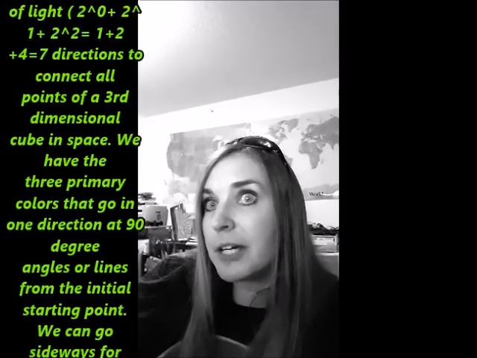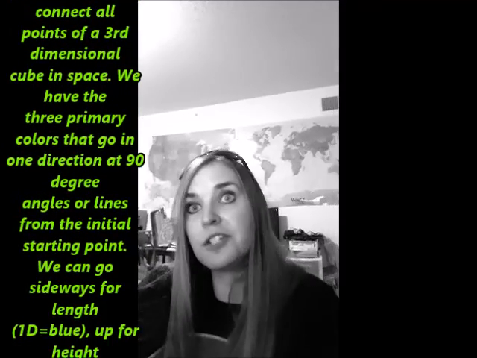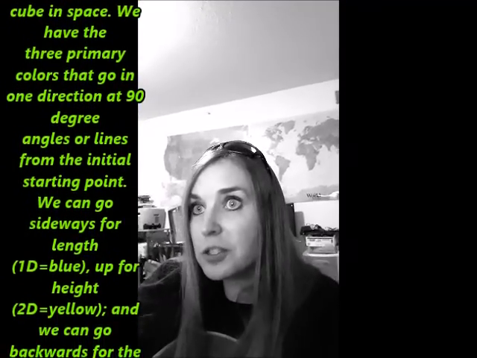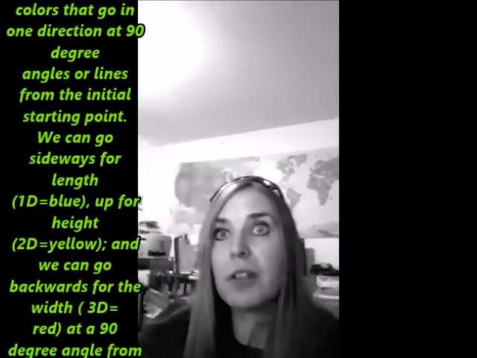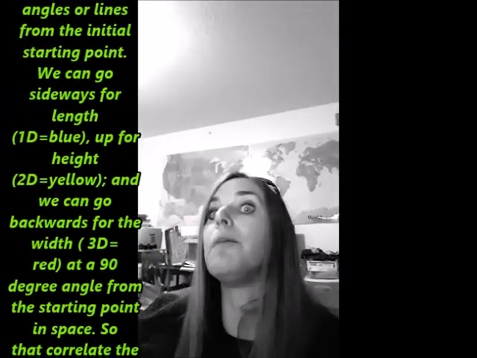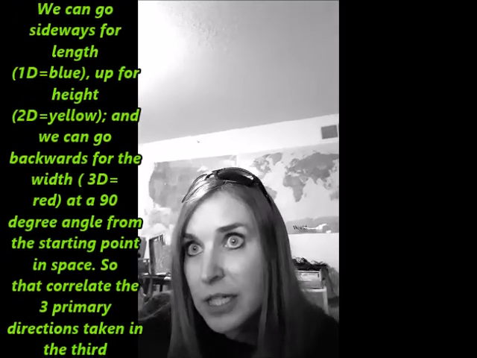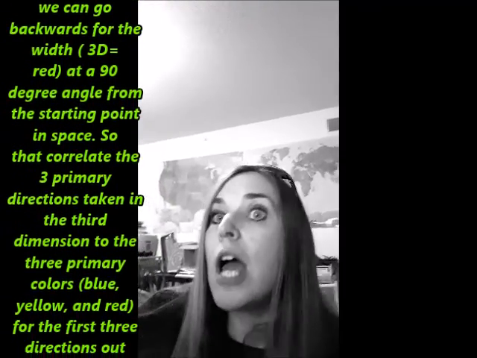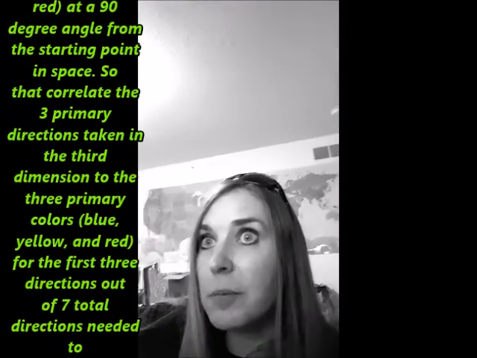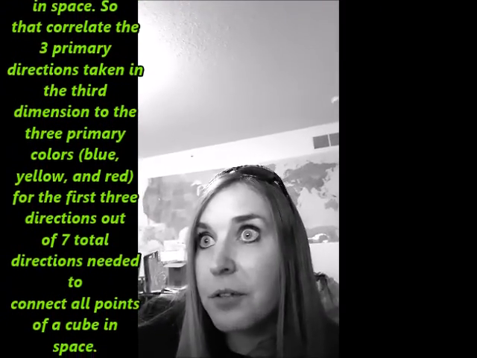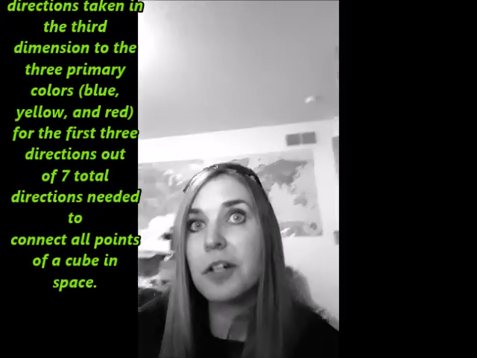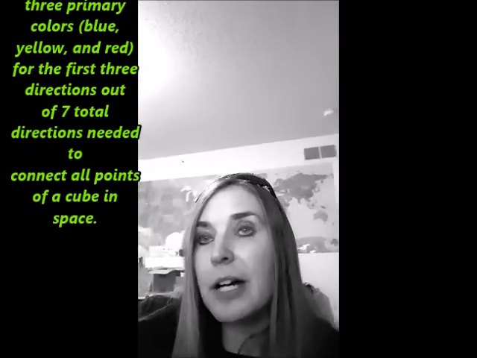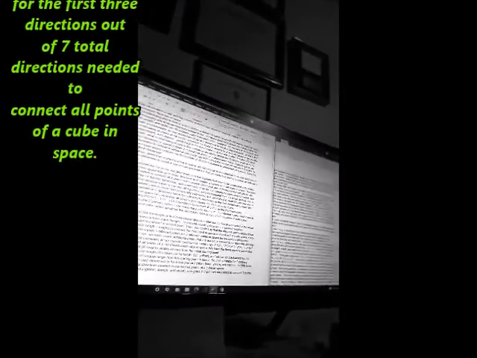We have the 3 primary colors that go in one direction at 90-degree angles or lines from the initial starting point. We can go sideways for length, 1D equals blue, up for height, 2D equals yellow, and we can go backwards for the width, 3D equals red, at a 90-degree angle from the starting point in space. That correlates the three primary directions taken in the third dimension to the three primary colors blue, yellow, and red for the first three directions, out of 7 total directions needed to connect all the points of a cube in space.